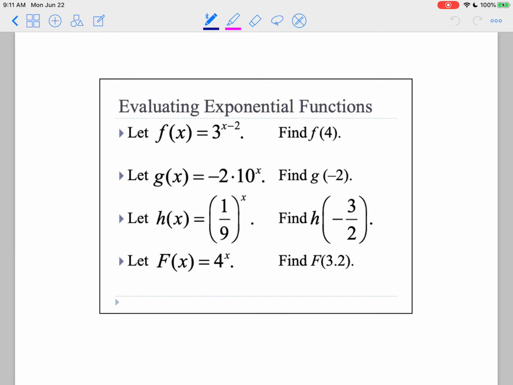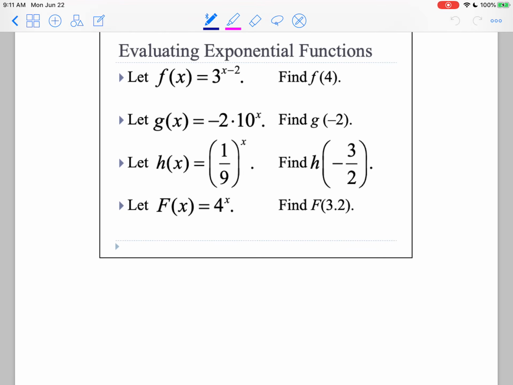So let's go through and evaluate some of these exponential functions, and we're going to be using our exponent rules, which we'll go over on the next slide. But these are exponent rules that you should already know about, and we're going to try to do as many of these as we can without a calculator to sort of review those rules.